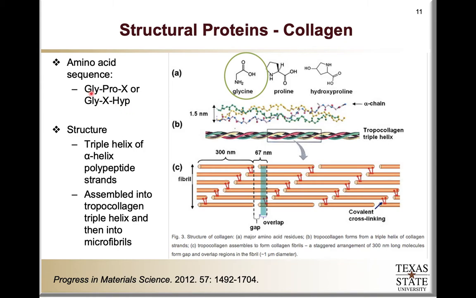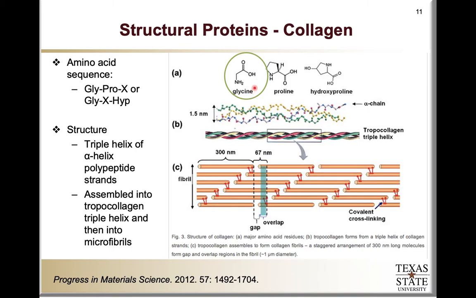The sequences are glycine, proline, and X, where X represents any other amino acid, or glycine, X, HIP, where HIP stands for hydroxyproline. And the structures of those are shown here on the right-hand side. As you can see, both of the sequences that are important include glycine, and glycine is present in very high numbers among these collagen structures.